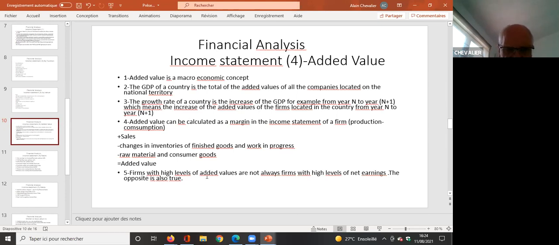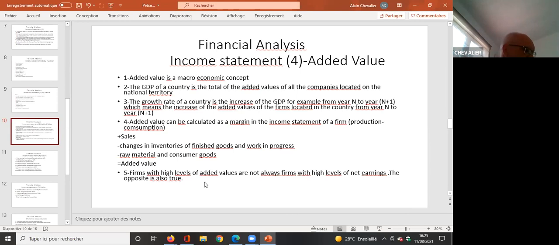Now, small points for discussion here. Very often, many people think that firms with high added values will show high net earnings and high returns, and that on the contrary, firms with low added values will show very low returns. In fact, it depends very much on the economic sector and the structure of a firm.